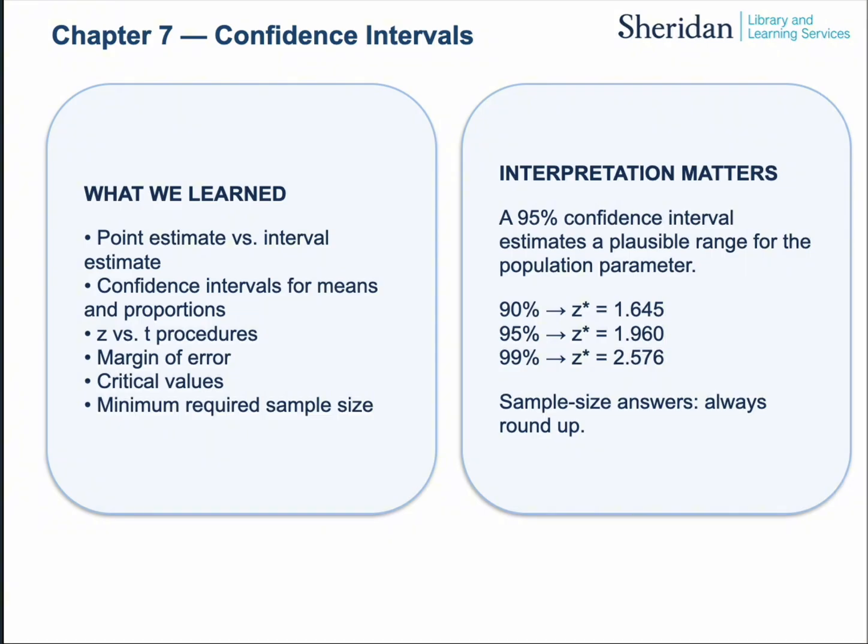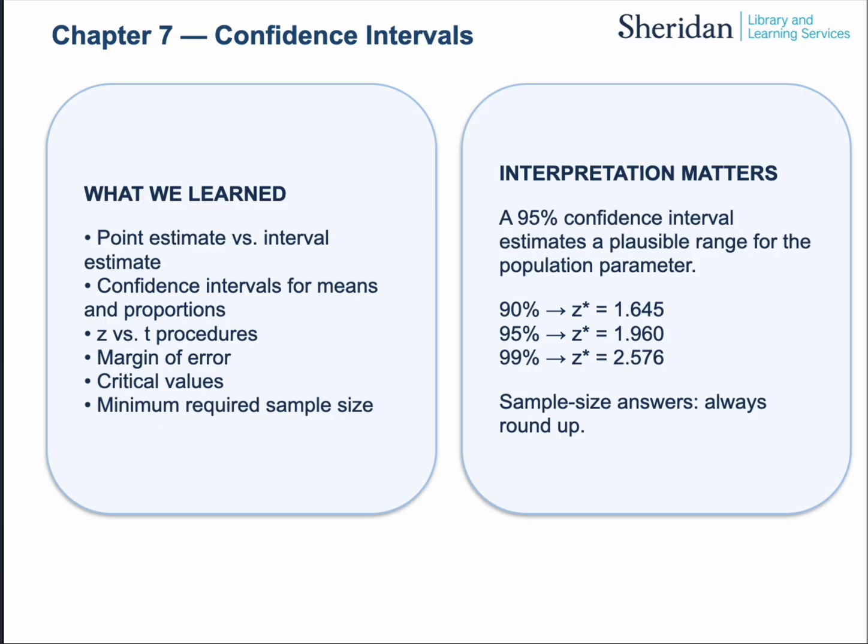Instead of giving just one number, we provide a range of values that is likely to contain the true population parameter. Next, let's introduce the concept of a confidence level. You usually see confidence levels such as 90% and 95%.